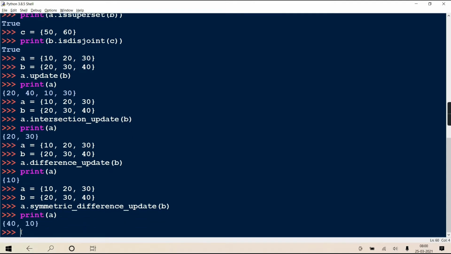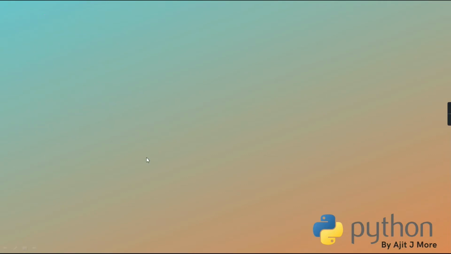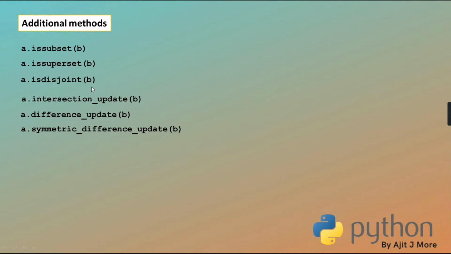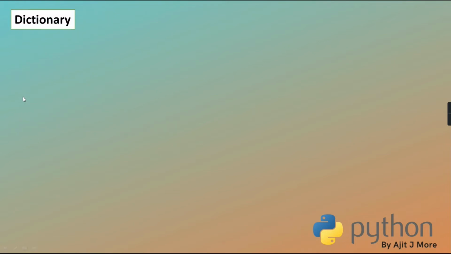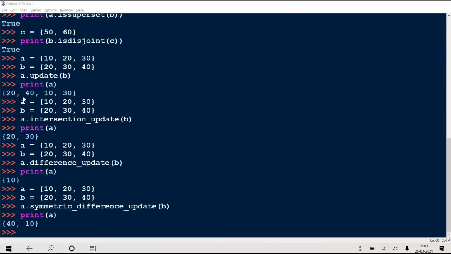Okay? So hope these additional methods are also clear. Intersection update, difference update and symmetric difference update. Only what is the difference? I hope you got it. They do normal intersection, difference, symmetric difference, but they are not returning a new set. They are updating that in A only. Okay? So if this is clear, then we can move on with the next data structure. Okay?